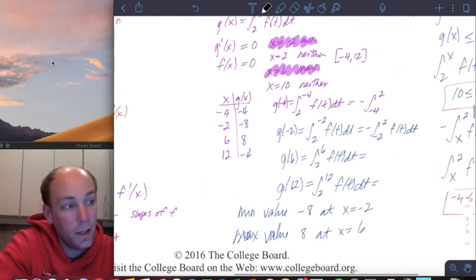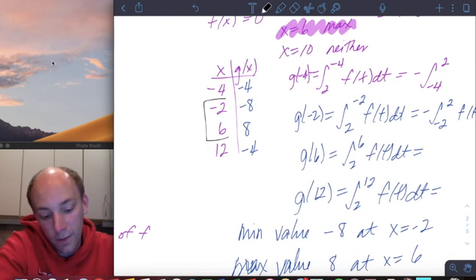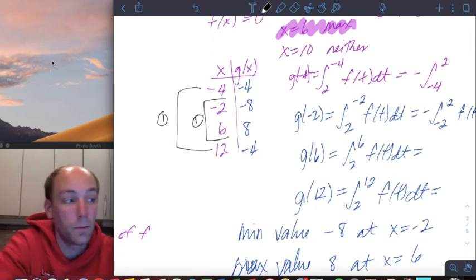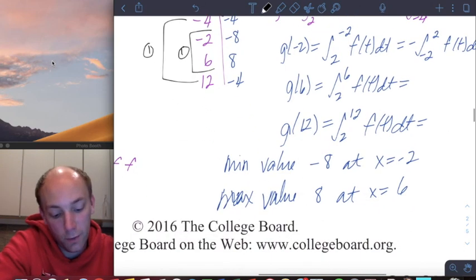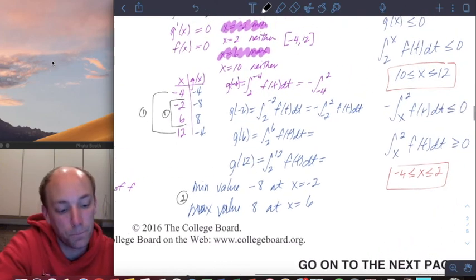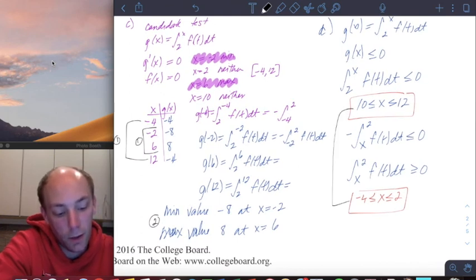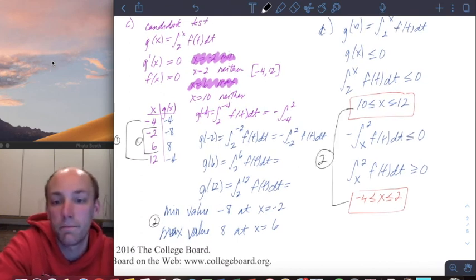In part C, you're going to get 4 points for this problem. 1 point for identifying 2 and 6, -2 and 6. 1 point for using the endpoints. And then 2 points for correctly identifying the minimum and maximum values. And then in part D, you're going to get 2 points altogether, all or nothing, for these two intervals here. All right, let me know if you need help.